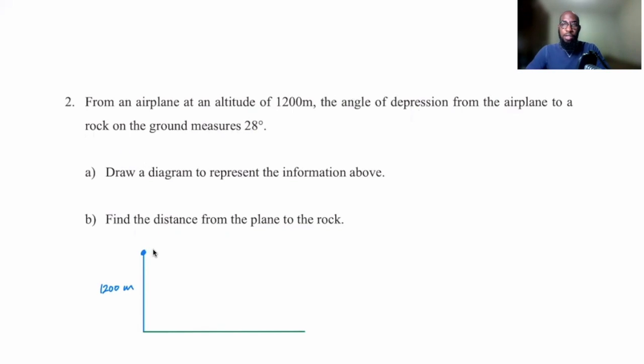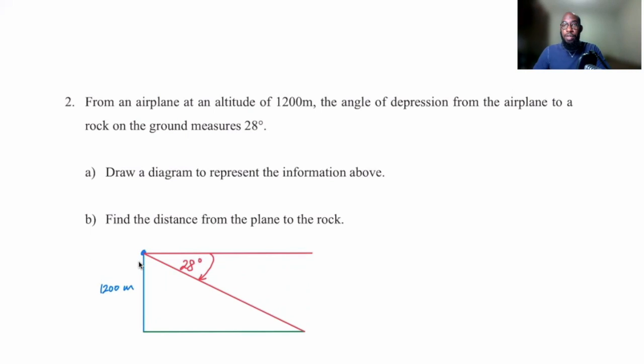So once you know the angle of depression from the airplane, you draw a horizontal first. So from the airplane, you draw a horizontal. Right, and from your horizontal, we know the angle of depression is going down 28 degrees. All right, so this is our angle of depression, and that is 28 degrees.